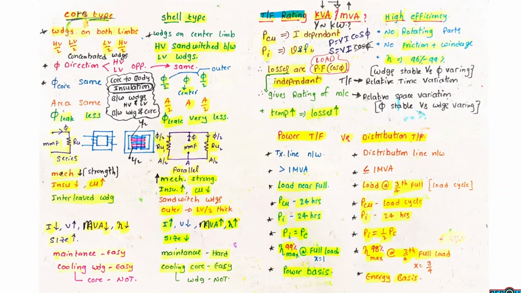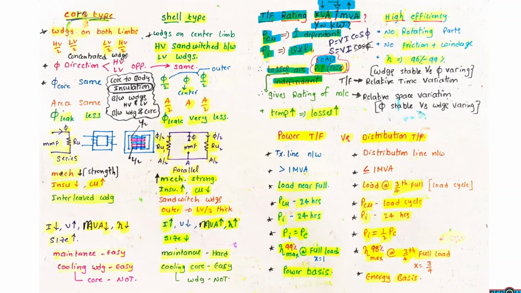Why do we consider the transformer rating only in KVA or MVA, and why not in kilowatts? As the load increases, we go for higher MVA rating. As the load decreases, we can go for smaller KVA ratings. Coming to losses first, copper losses. In case of transformer, the copper losses depend upon current, and iron losses depend upon voltage and frequency. So these losses do not depend upon load power factor. So transformer losses are independent of load power factor.